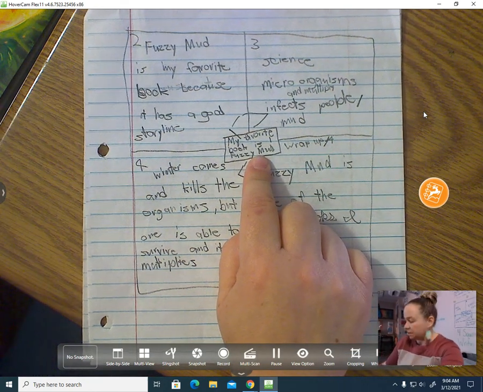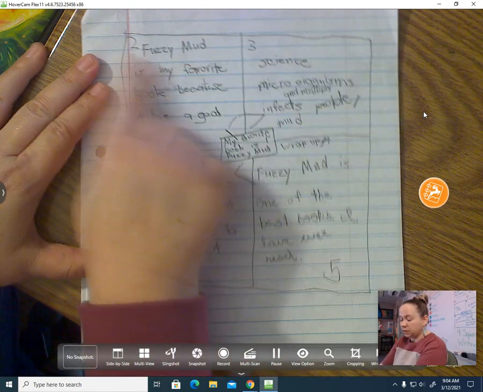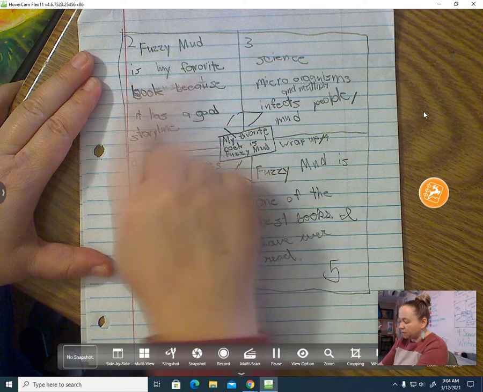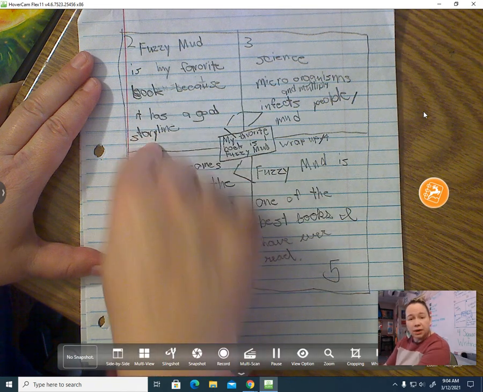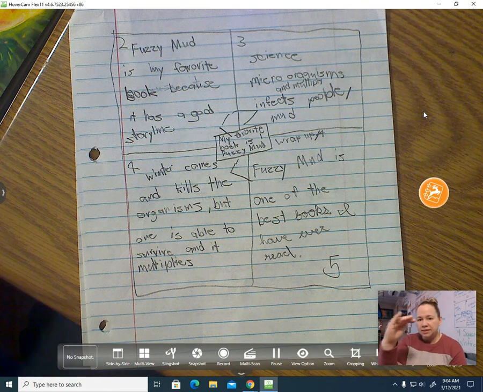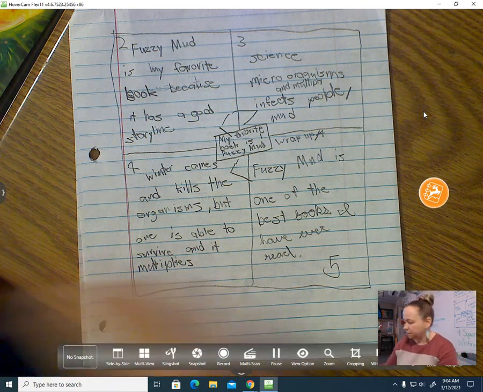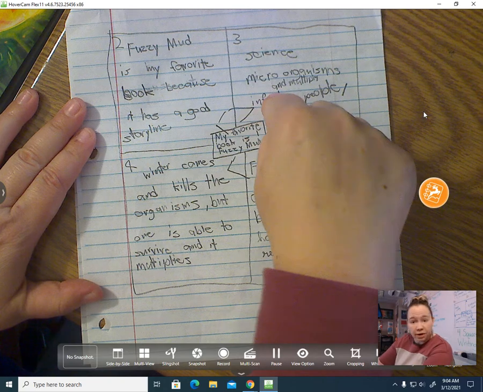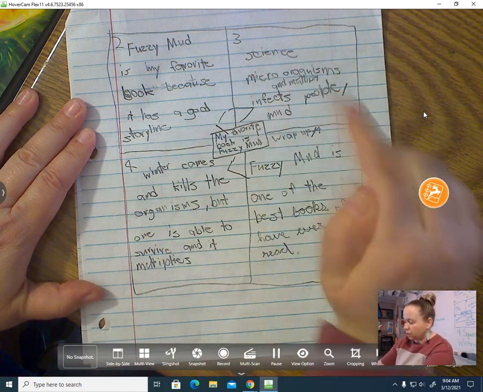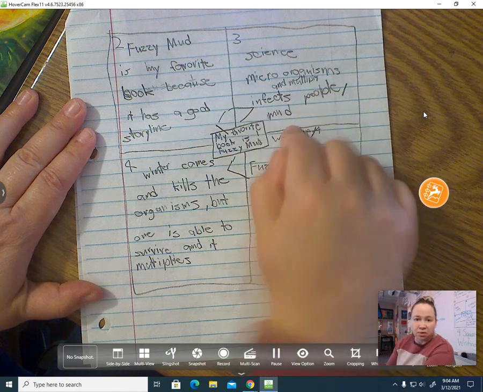In the first box here, which we put a 2 next to in class, I told them to write a 2 here. "Fuzzy Mud is my favorite book because it has a good storyline." What I also encourage students to do is just write storyline and then give me some points about the storyline. Then the third paragraph would be science. This child is going to write about science. There's microorganisms and multiplying. It infects people, and it's mud.